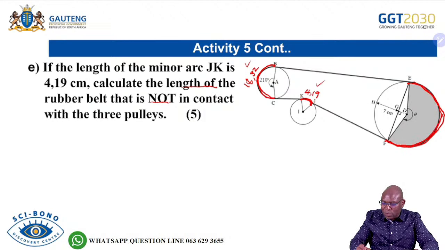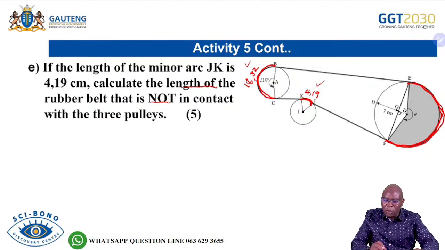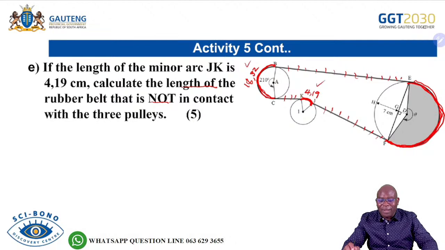If I can get this part, then the length of the whole belt, remember, it is 140. So the length of the whole belt is 140. So I'm going to remove this part. I'm going to remove this part. I'm going to remove this part. Then I have the length of the belt that is not in contact with the pulleys. Okay. Hope that is clear.